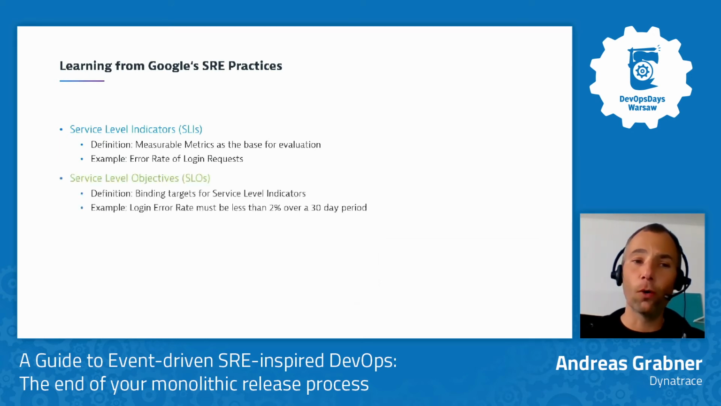Then you have an SLO. An SLO is, what do you expect a certain metric to be for you to consider it successful? So for instance, the login error rate must be less than 2% over a 30-day period. So if you monitor this and you have a lower percentage than 2% of error rate, then you may consider this is great, right? So you have some objectives, some goals for your system.